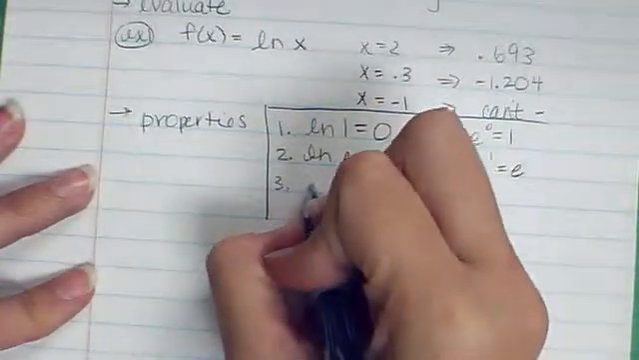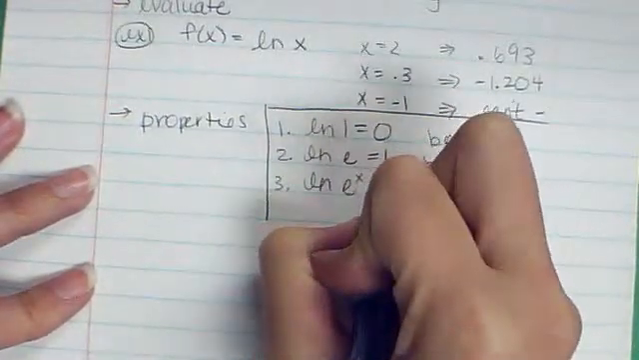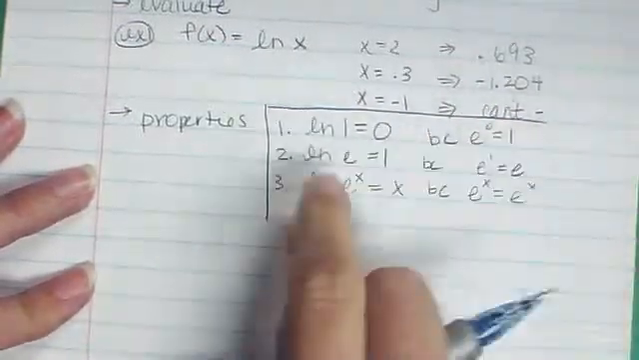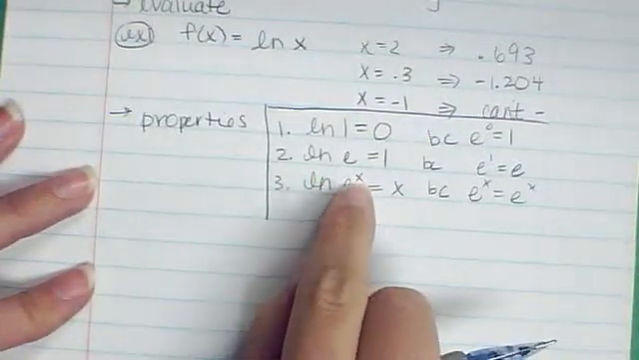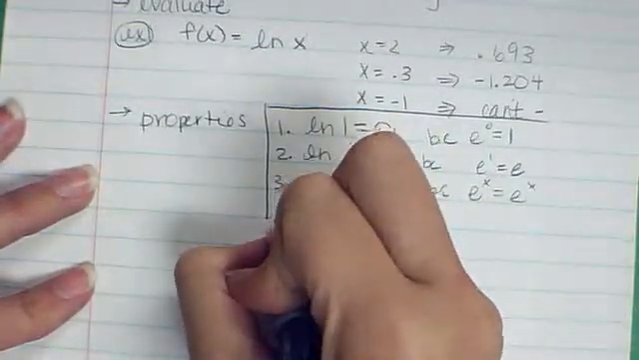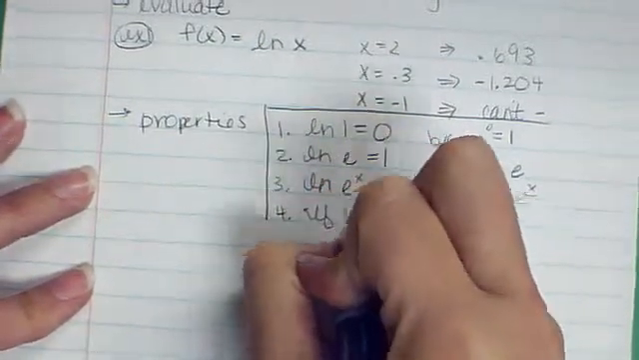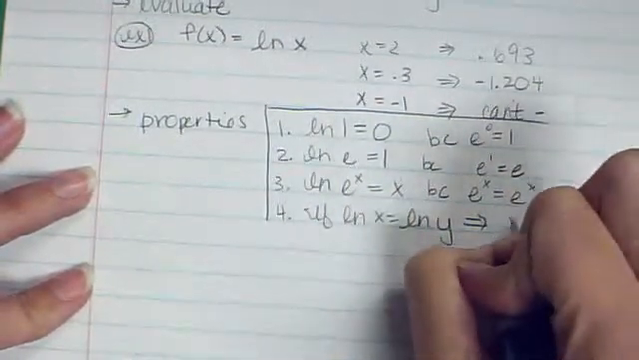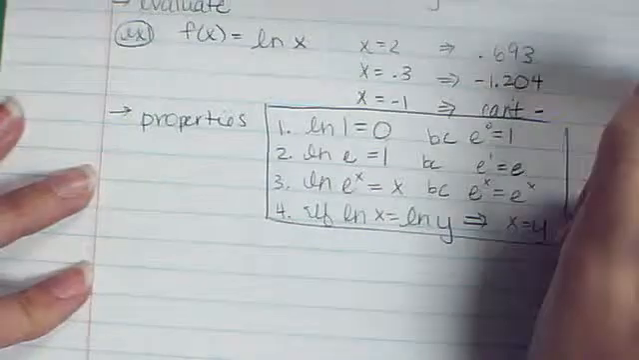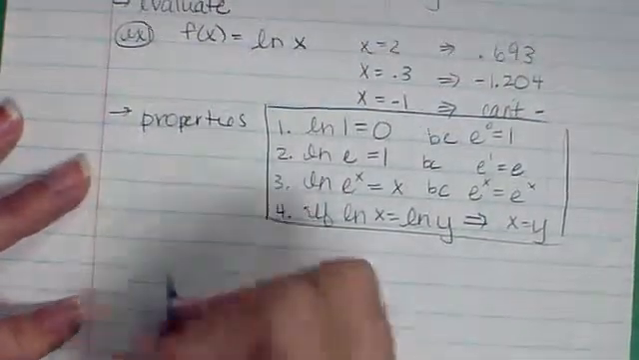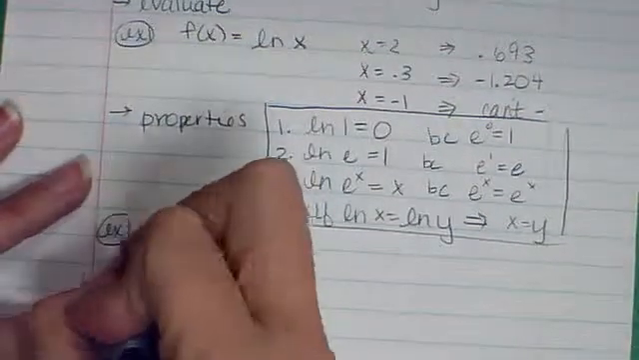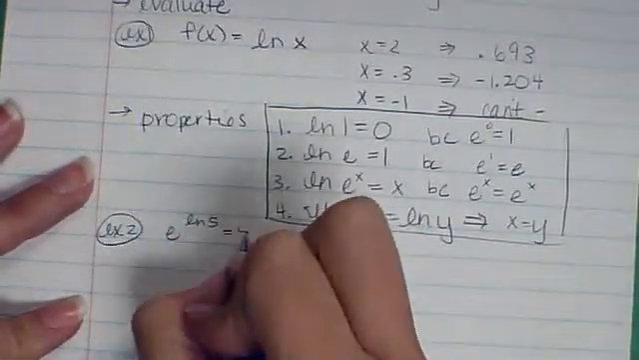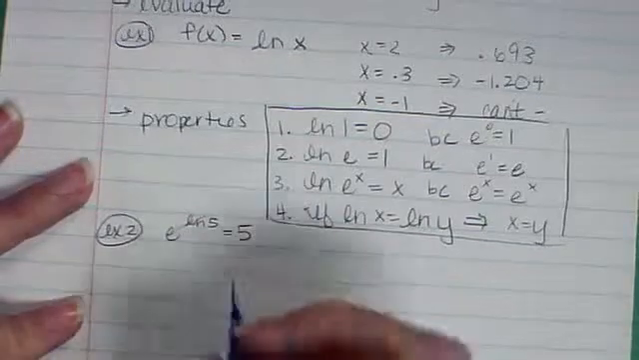The third property is the natural log of e to the x is equal to x, because e to the x is e to the x, or natural log and e cancel each other, so x equals x. And then the final property is that if the natural log of x equals the natural log of y, then x equals y. We'll use those properties to solve. Example number 2. E to the natural log of 5 is just 5. These two cancel each other.